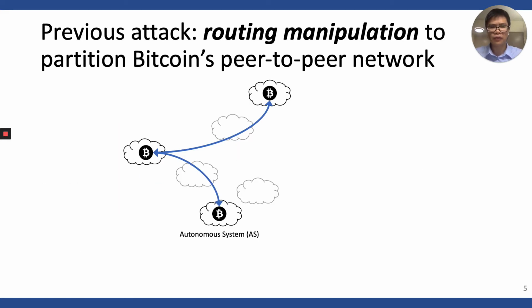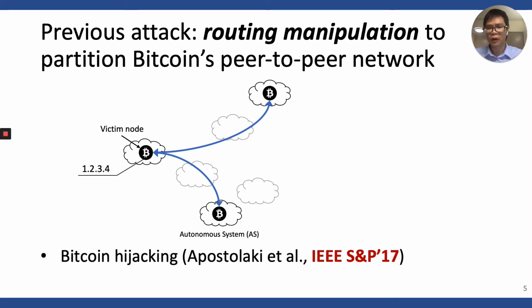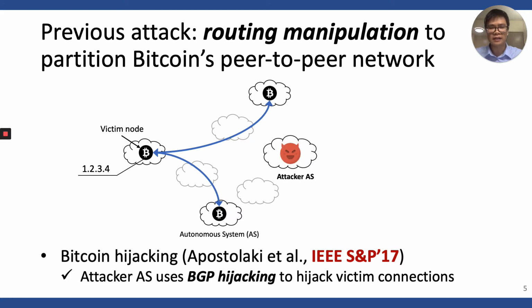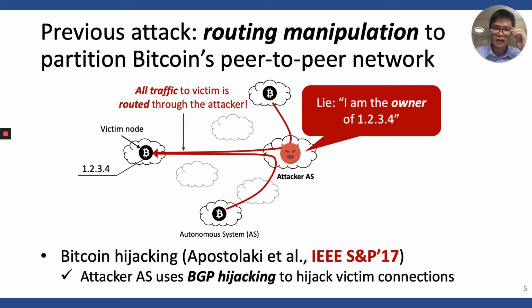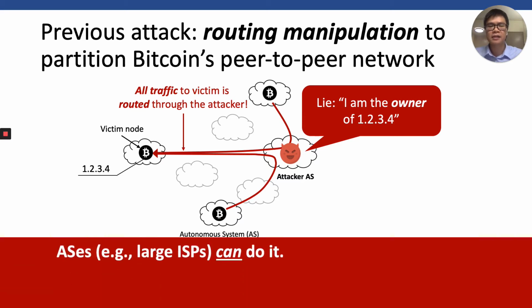One powerful partitioning attack introduced at Oakland 2017 is called the Bitcoin hijacking attack. The attacker here controls an autonomous system and uses the well-known BGP hijacking to hijack the prefix of the victim node, and hence all the traffic coming through the victim is routed through the attacker. As a result, the attacker can isolate one Bitcoin node or partition multiple nodes at the same time. This demonstrates that a large ISP can easily partition the Bitcoin network.